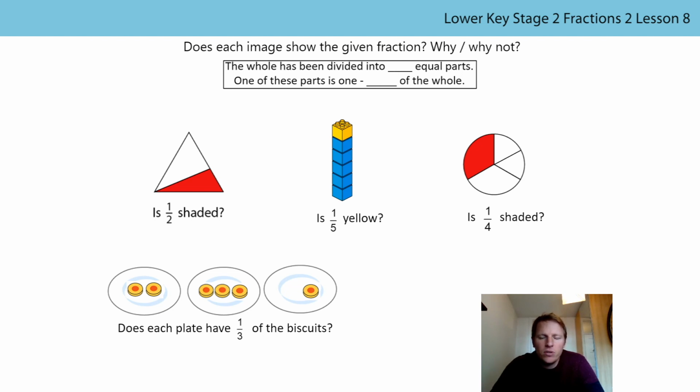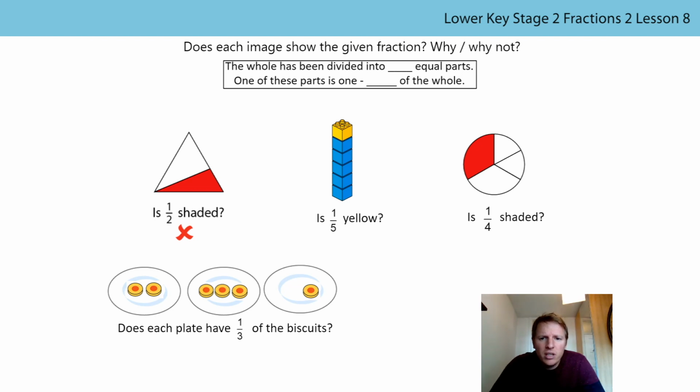Okay, we're going to go through them. So let's start with the triangle. It says, is 1/2 shaded? Let's use the sentences to help us. The whole has been divided into 2 equal parts? Are there 2 parts? Yeah, there are 2 parts. One's red and one's white. Are they equal though? They're not, are they? The red part is smaller in size than the white part, so we cannot say that 1/2 is shaded.